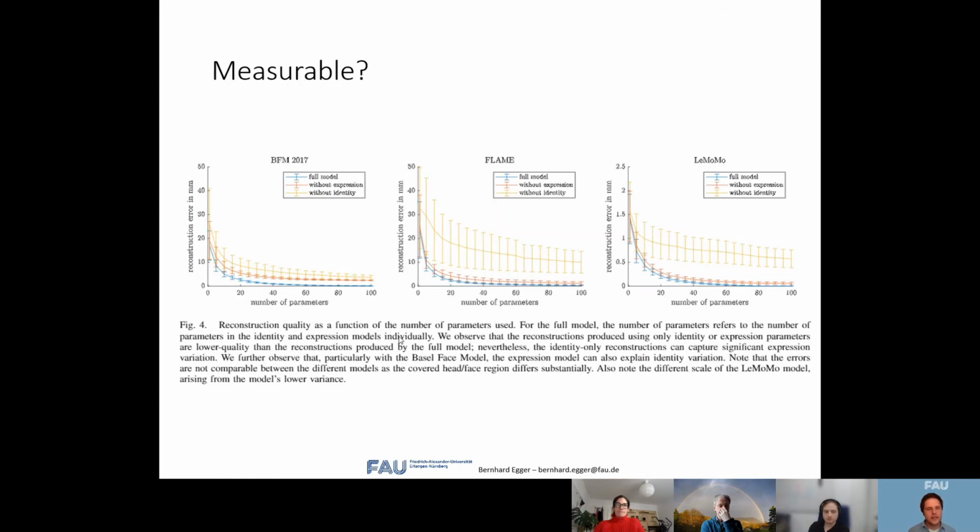You can also see that there is a slight difference with the Basel face model compared to the FLAME and the other model. For both of those other models, the expression model seems to be less powerful at explaining the identity variation, but 2 millimeters of approximation error is not that high, so those reconstructions are visually still very similar.